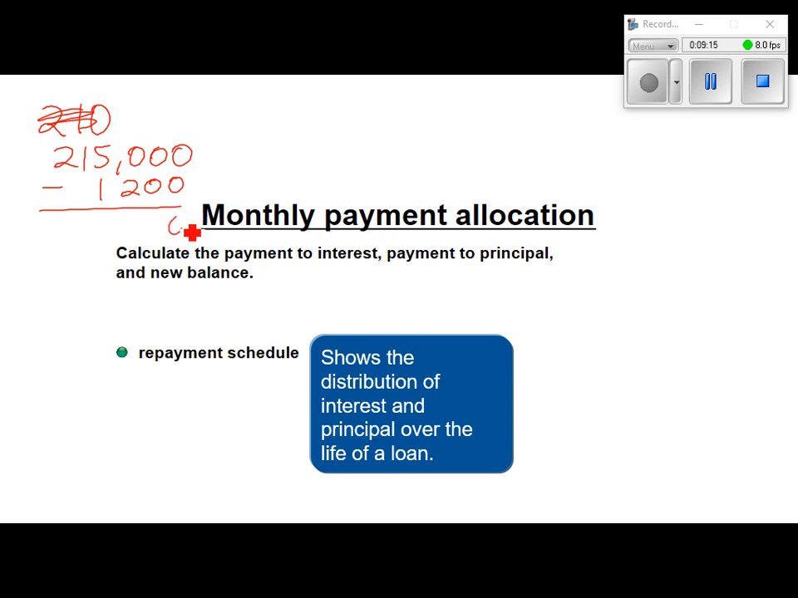And if I subtract this, do you think he just owes the bank $213,800 now? Nope. Most of this $1,200 on that first payment is going to go to interest.